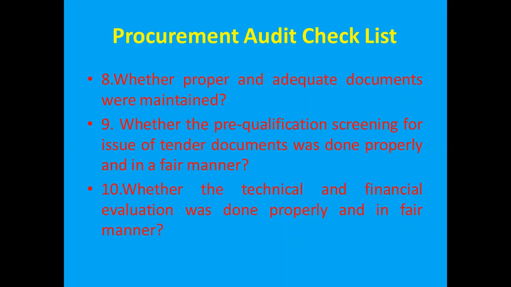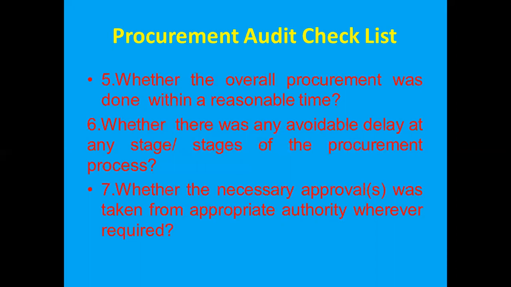So the next one is whether the technical and financial evaluation was done properly in a fair manner. Before going for a final procurement process, we have to see the technicalities present in the procurement process and also the financial related problems, whether it is done in a proper way or you have misused the financial evaluation. We have to check properly. So like this, we have to go for this type of processes before going for any procurement audit checklist.